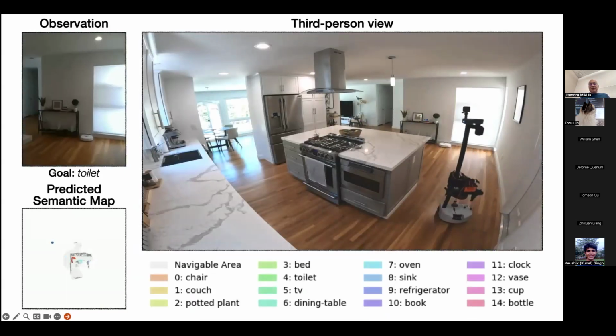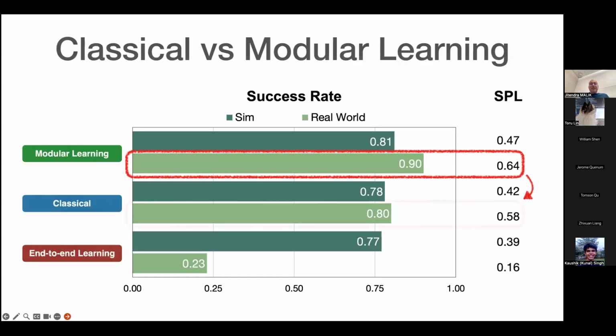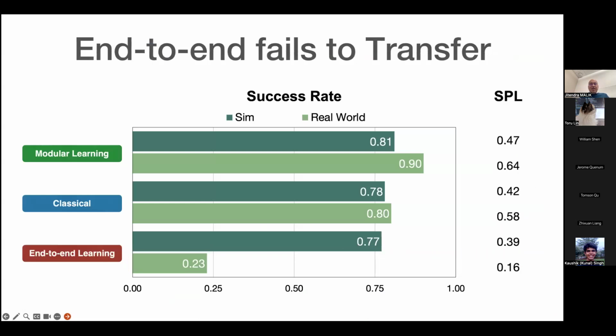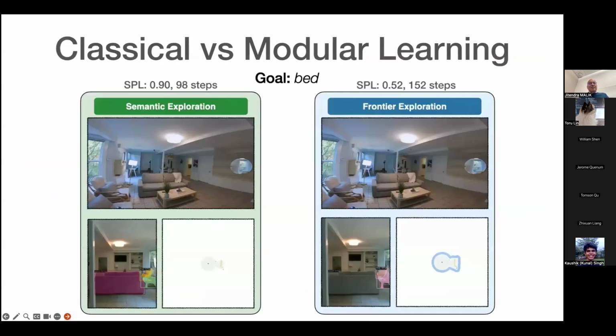Okay, and then we did more experiments, but I've given you the, let's see if I can find some. Oh yeah, this terminology is worth noting: semantic exploration versus frontier exploration. This is something you should know.